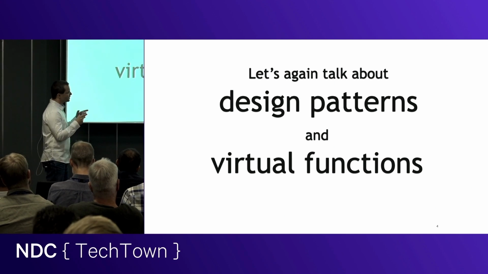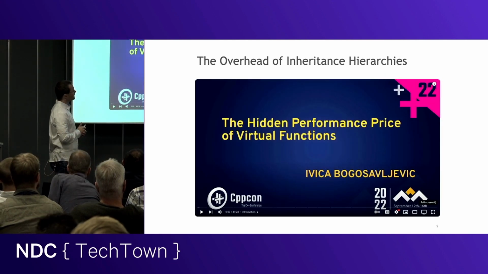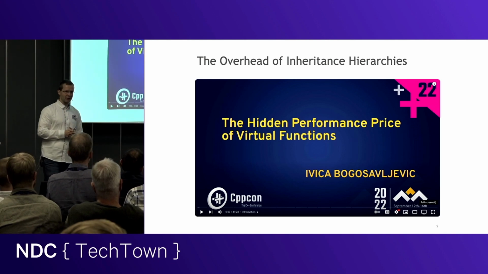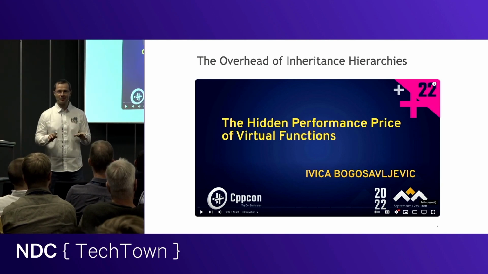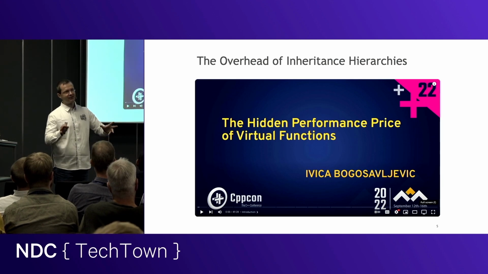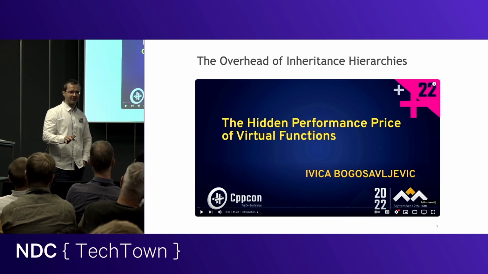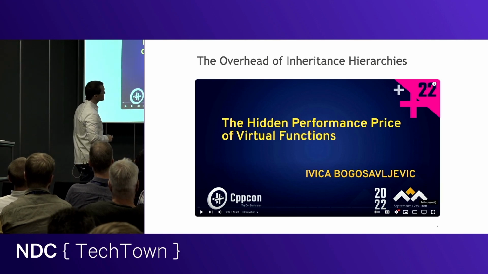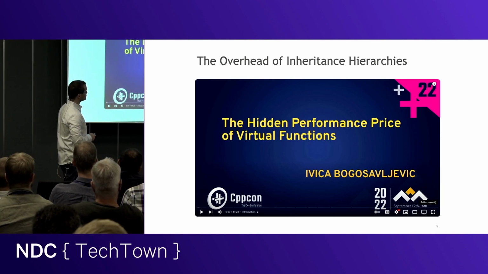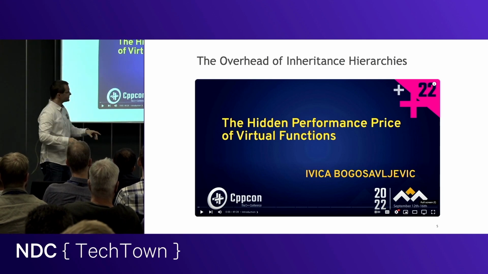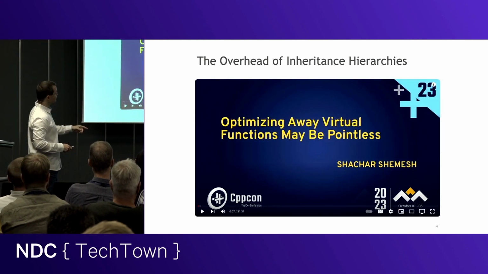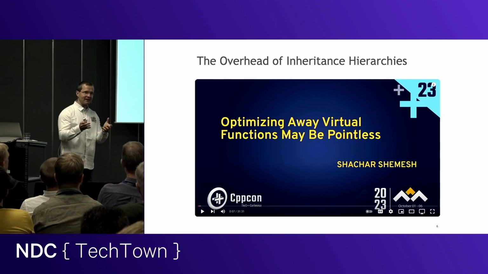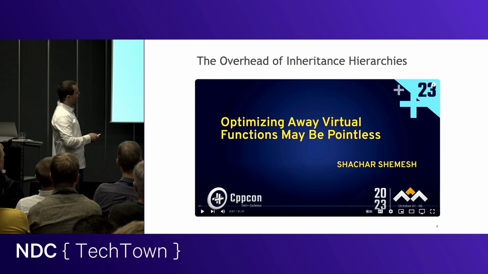I now talk about two things that I think are pretty important here. You might know that virtual functions in the community can produce a mixed echo. Some people feel like they're too slow, and we have to do something different. For instance, at CppCon 2022, Ivica Bogosavljevic talked about the hidden performance price of virtual functions, trying to tell you they're expensive. But then just the year after, somebody said, wow, optimizing away virtual functions may be pointless entirely. And so there is this battle. Is it good? Is it bad? I'm not here to chime in.